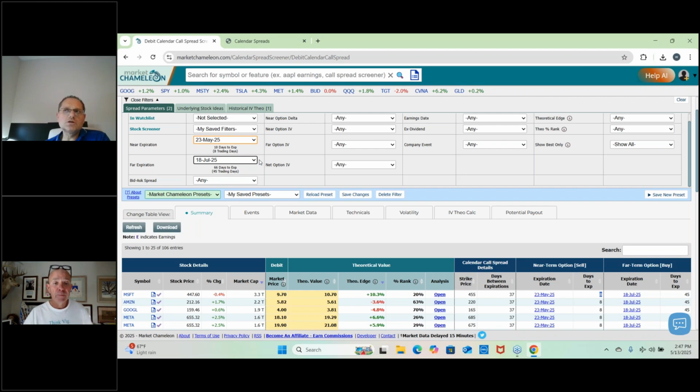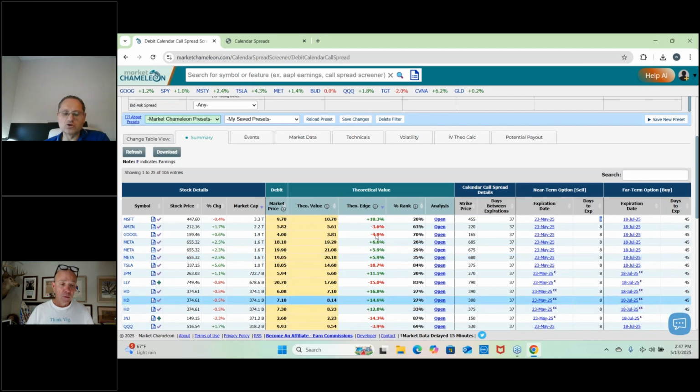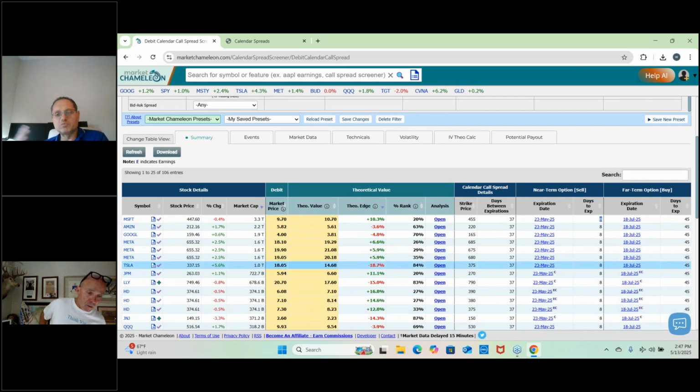I'm assuming when he says options change, he's just looking at these particular strategy setups. We'll go with that. Yeah, that's what I'm assuming.